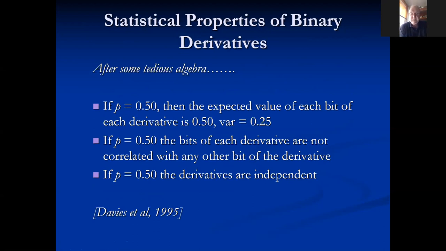Now, a second paper, which appeared in 1995 by Davis et al., also provides us with foundational properties, this time statistical, of the binary derivative. In each case, the qualification is that the bits in the string appear with equal numbers of ones and zeros, i.e. p equals 0.5, which, when we're considering all strings, obviously p is 0.5. Then the expected value of each bit of each successive derivative is 0.5. So if the p of a string is 0.5, then as you take successive derivatives, the p persists at 0.5. And there's no correlation between the individual bits of each successive derivative, and there is no correlation between derivatives themselves.